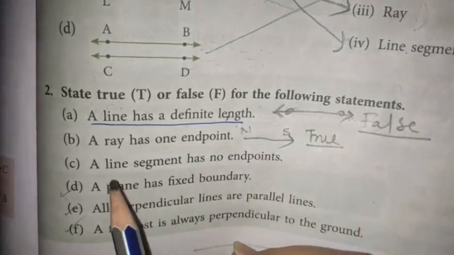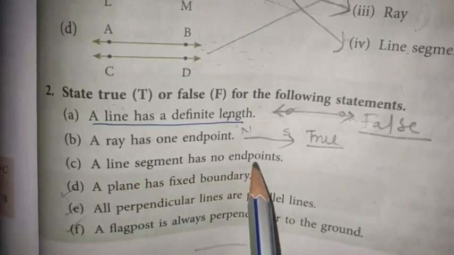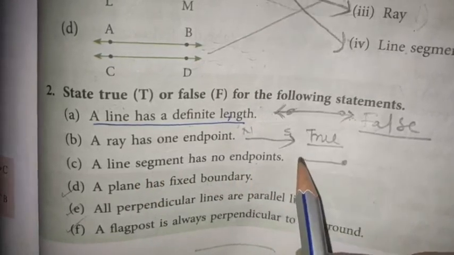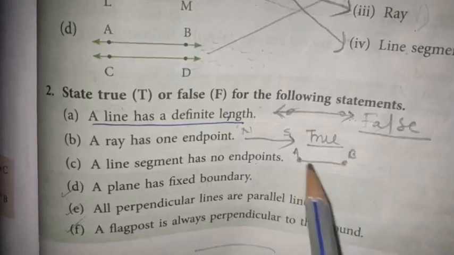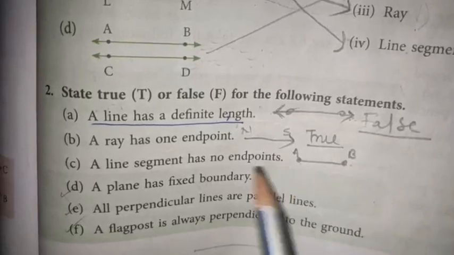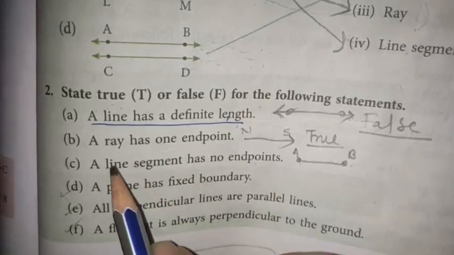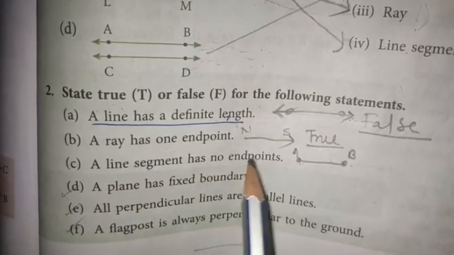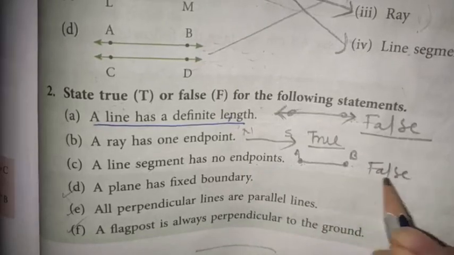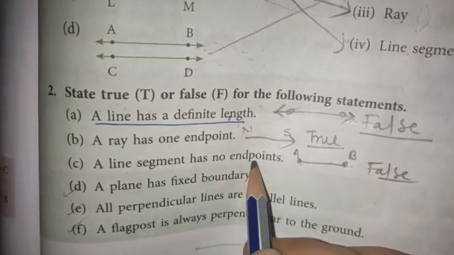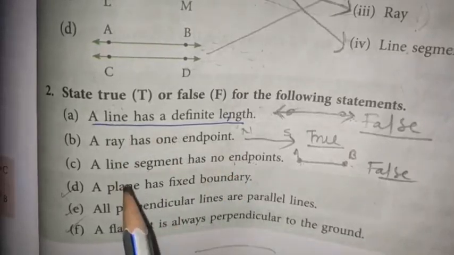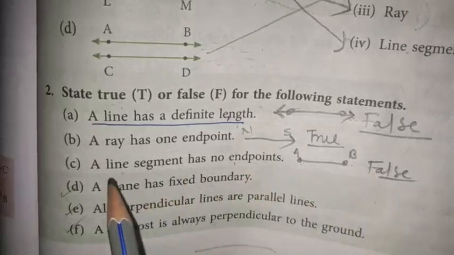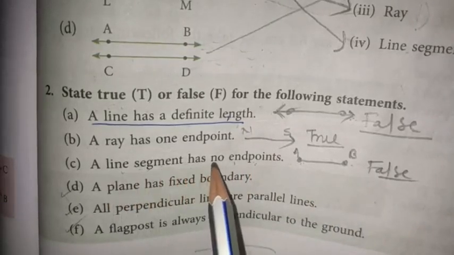A line segment has no end point. A line segment means on both sides it has a point, that is point A and point B. But the statement given here says a line segment has no end point. No, it has end points. So the answer is false here, because a line segment has end points. If instead of line segment it was line, then the answer would be true. A line has no end point, but a line segment has end points.